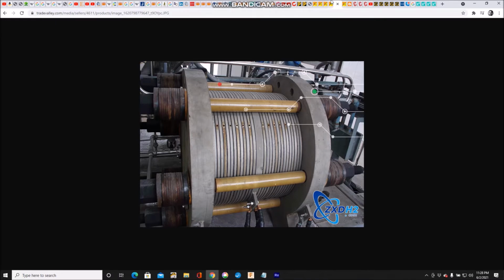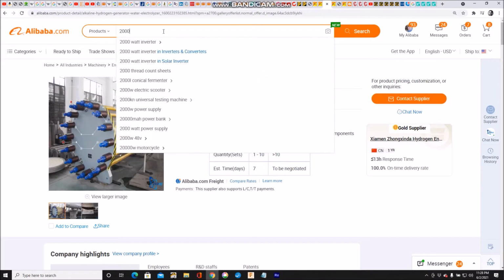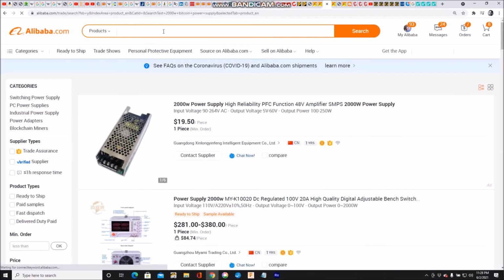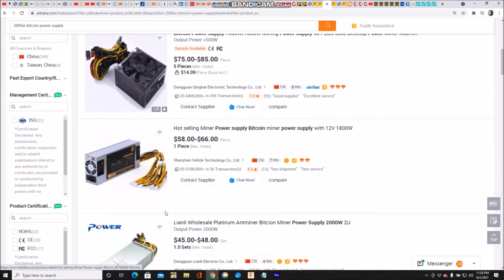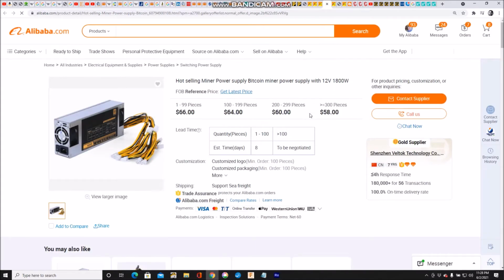In fact, we can look right now and see what they're running for. Say, 2,000 watt Bitcoin power supply. Typing with one finger, so it's a bit slow. You can see here, for 1,800 watts, if you buy 300 pieces, it's $58. So it's actually less than that. Divided by 1.8, that would be $32.